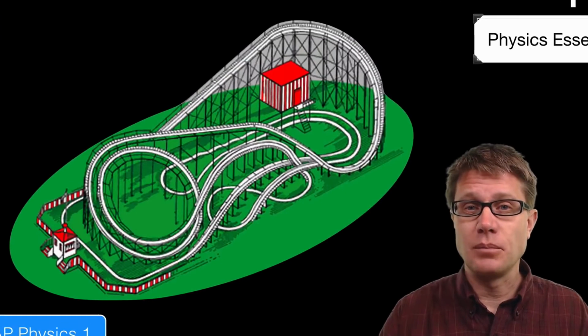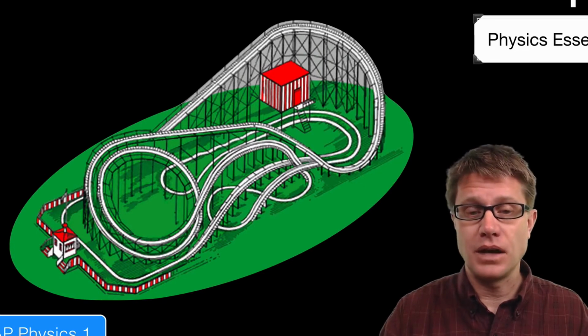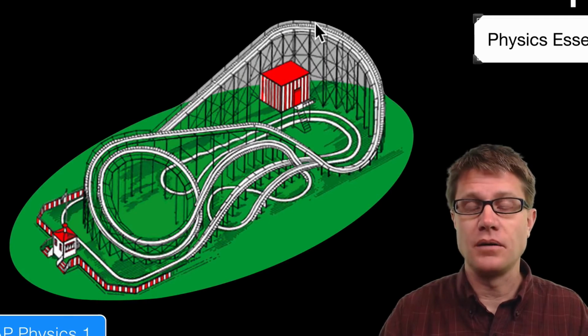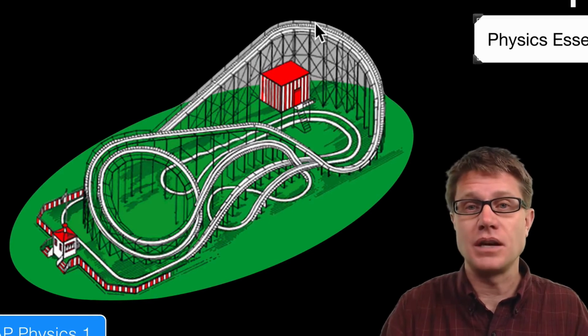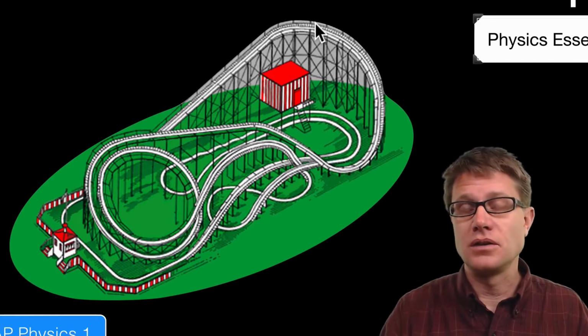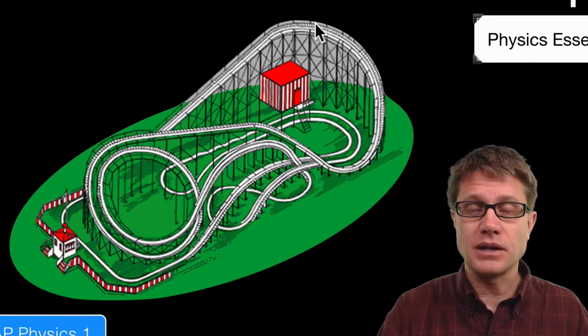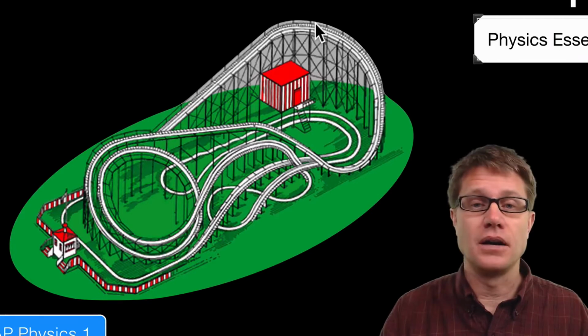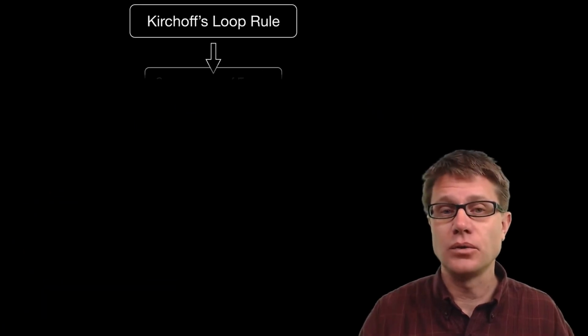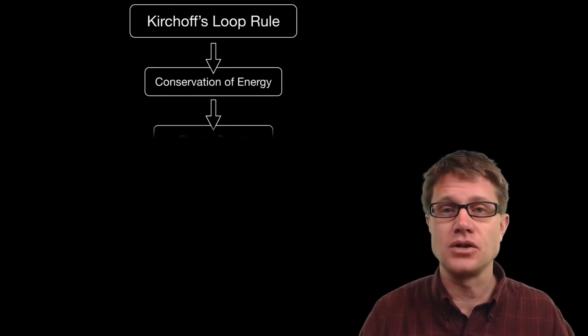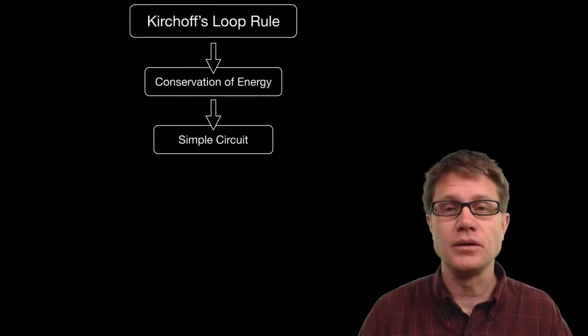Now, conceptually, a better way to think of that is like a roller coaster. When you start, there's going to be a lift that lifts you up to the top of the roller coaster. Now the cars have potential energy, which is converted into kinetic energy. And if they play it right, you're going to get right back to the beginning again with no energy left. And so Kirchhoff's loop rule is really just the conservation of energy in a loop or in a simple circuit.